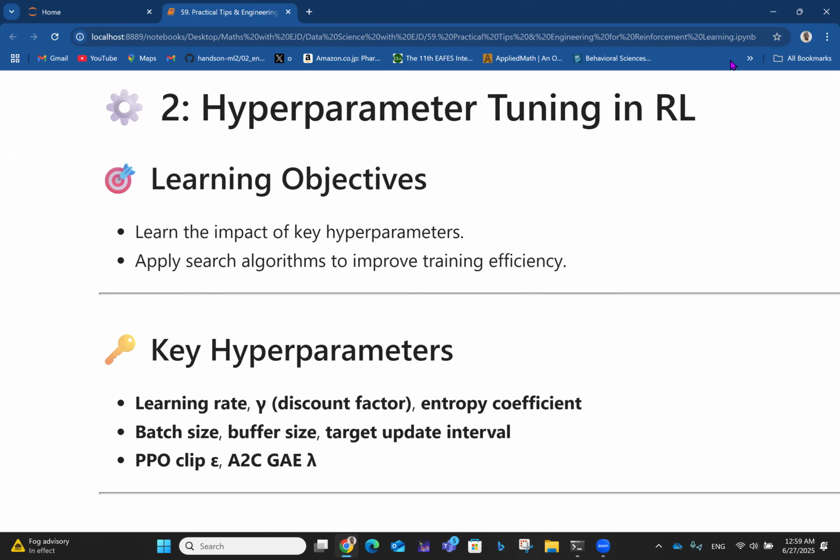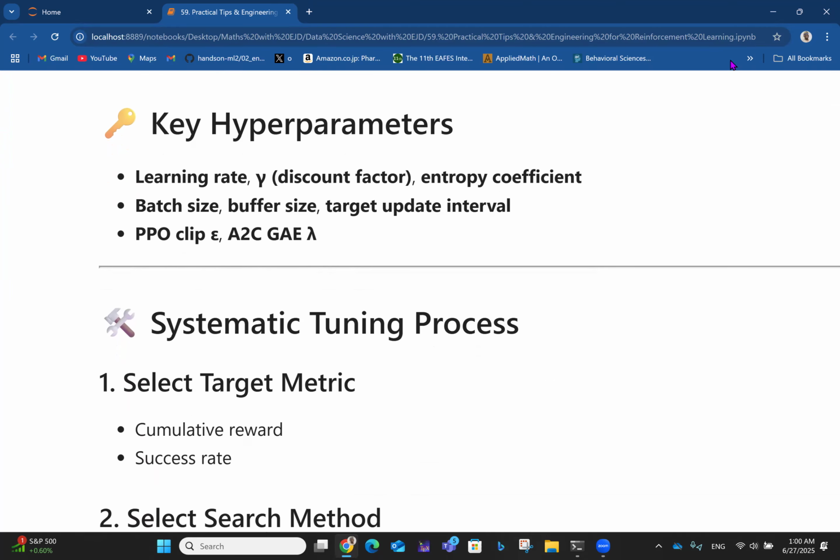Second section, we talk about hyperparameter tuning. We're talking about practical tips for reinforcement learning and some engineering that may be necessary. So hyperparameter tuning in reinforcement learning. The objectives here will be to learn the impact of key hyperparameters and apply search algorithms to improve training efficiency. Some key parameters here will be the learning rate, that's one, and then gamma, which is the discount factor. We've talked about that a lot. And then the entropy coefficient. Then other parameters like batch size, buffer size, target update interval. And then there's PPO clip epsilon, A2C GAE lambda. The project in the next video is about PPO, that's Proximal Policy Optimization, I believe.